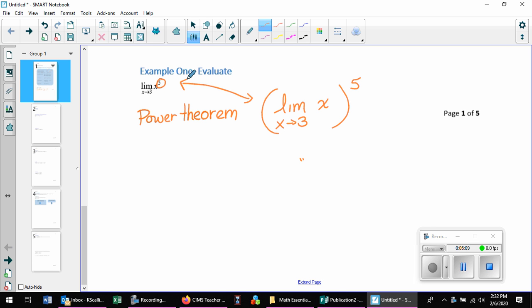Now we're going to evaluate, so we're going to keep going. When there's just a single x there, that's the identity theorem. So what's the limit of the identity theorem when x approaches 3? 3. Because this is y equals x. That's my equation here. So if x is 3, the limit is also 3.